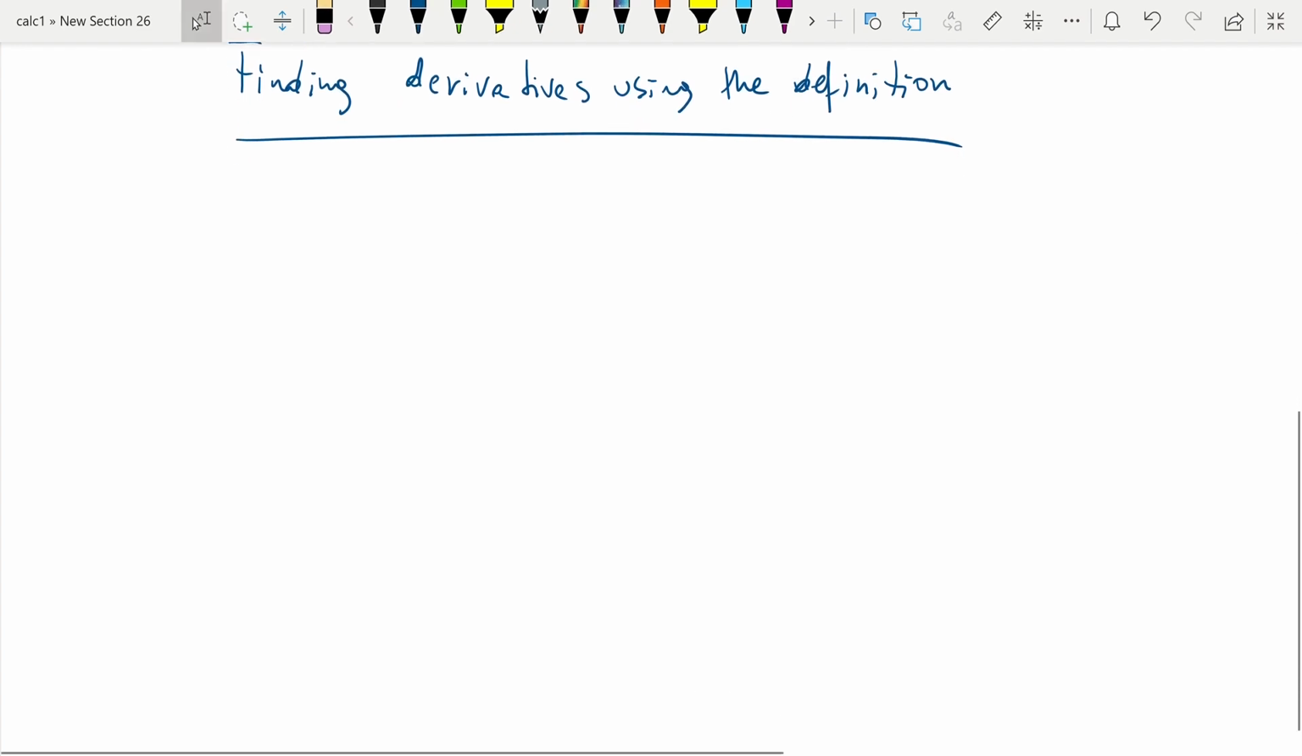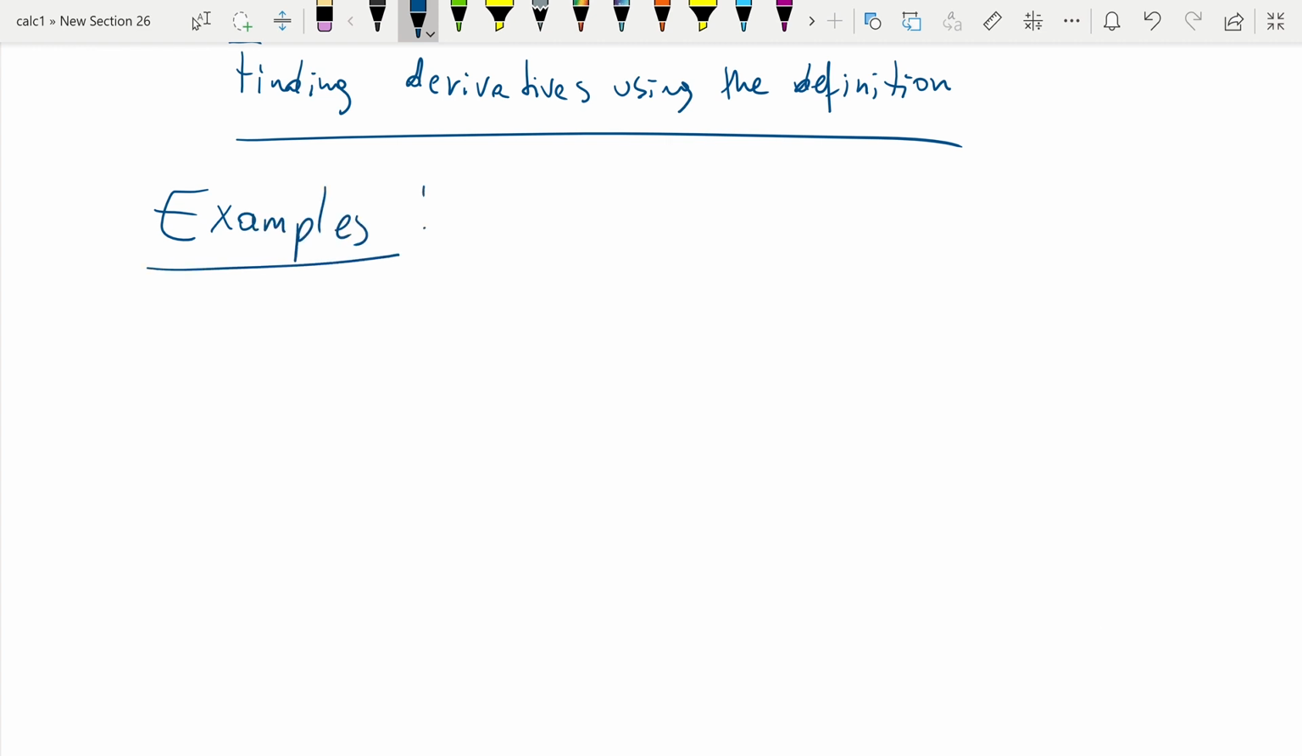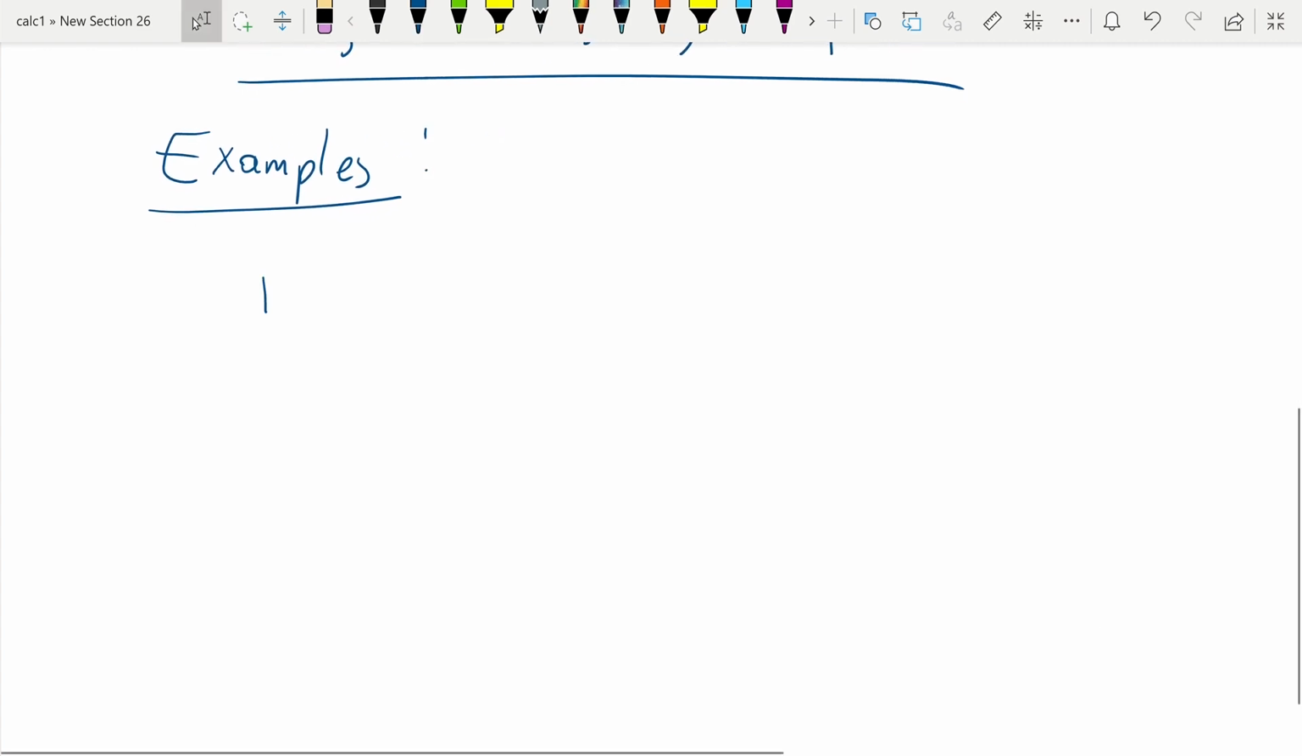So let's go to some examples here. And this is what we expect you to write. I mean, you'll see problems where you're asked to do this. I mean, this is a certainty. So let's try with the first example.